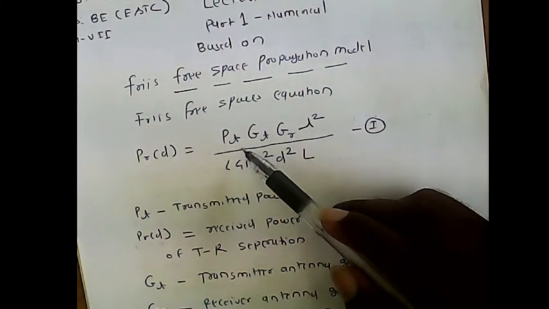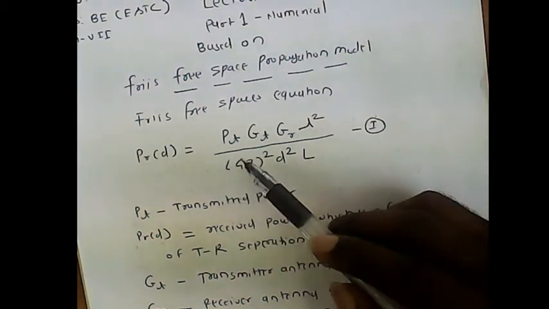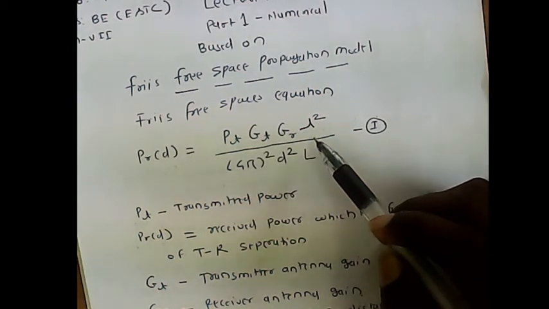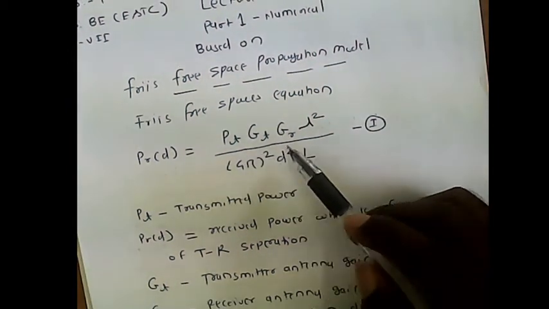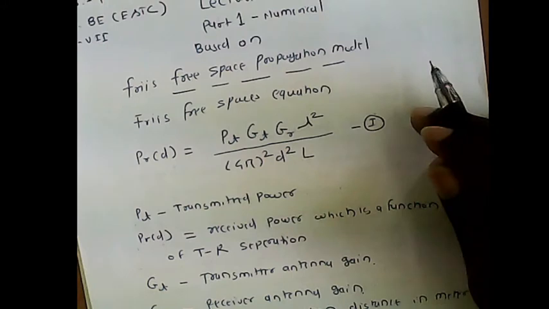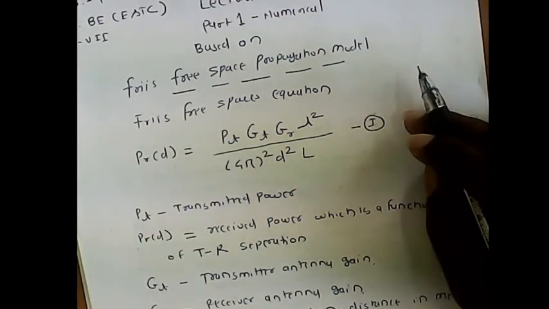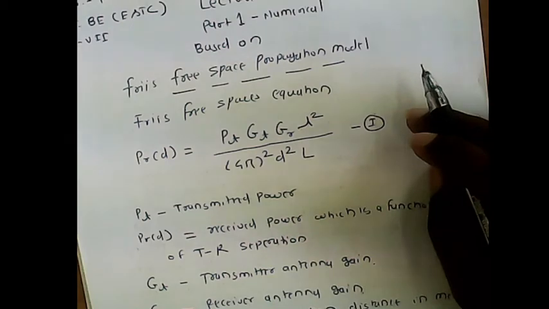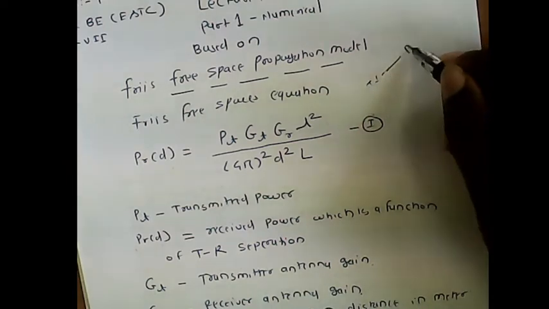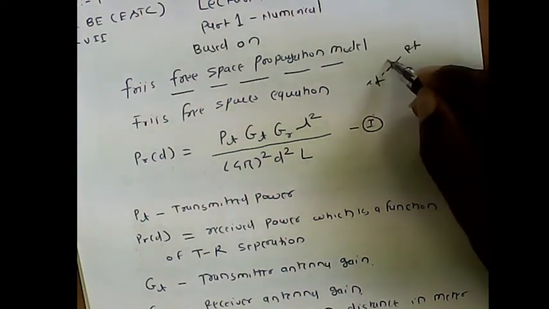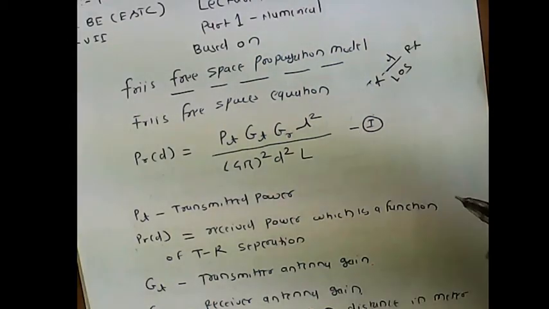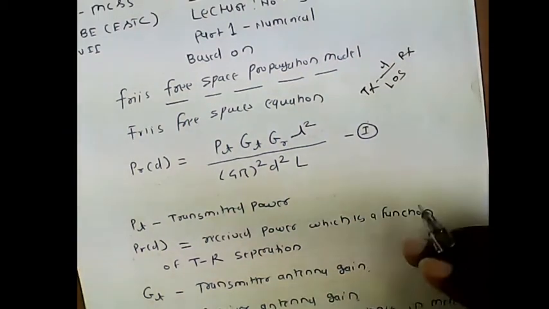So we can write the received power as Pr(d) = Pt Gt Gr lambda squared divided by (4 pi) squared d squared L. This is the ideal equation for the Friis propagation model, given by Friis free space equation. The transmitter and receiver are separated by distance d and there is no obstacle, so transmission is line of sight, meaning there is a direct transmission between transmitter and receiver.